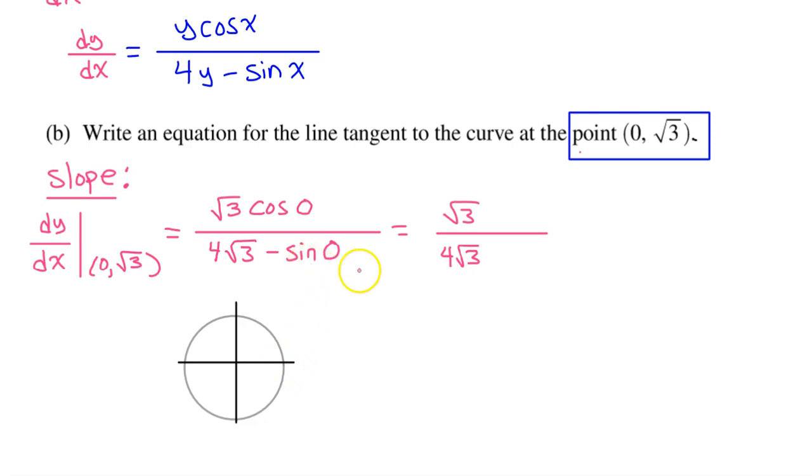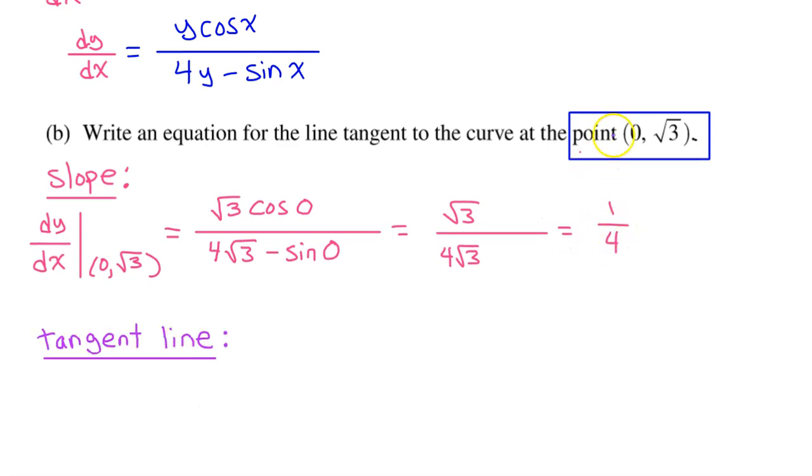So this term is gone. So we have this. We notice that the radical 3's will now cancel out, leaving behind 1 over 4. So 1/4 is the slope. Once we have a point and the slope, we can write the equation of the tangent line.